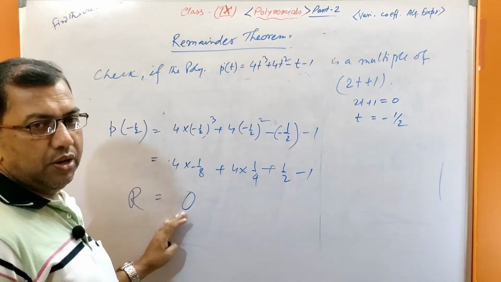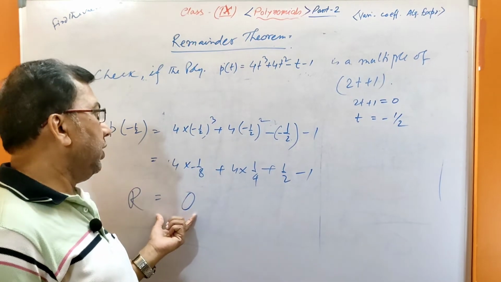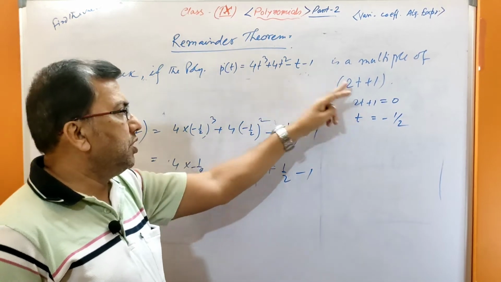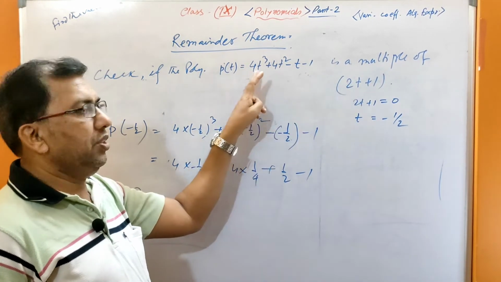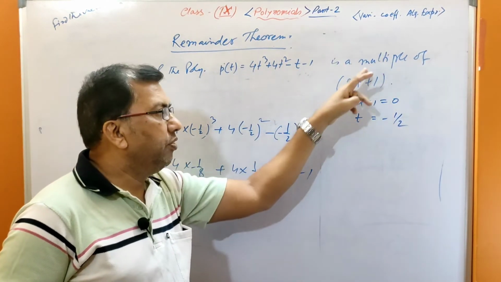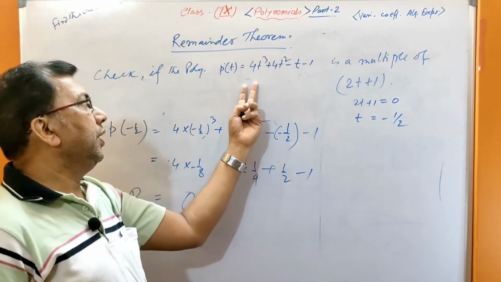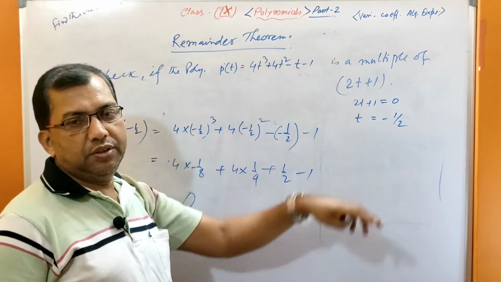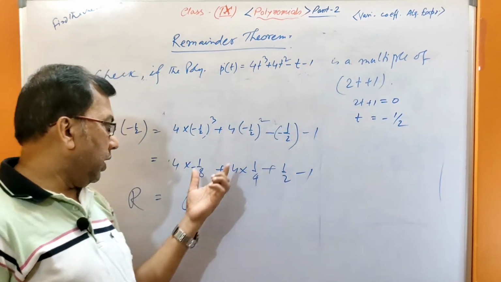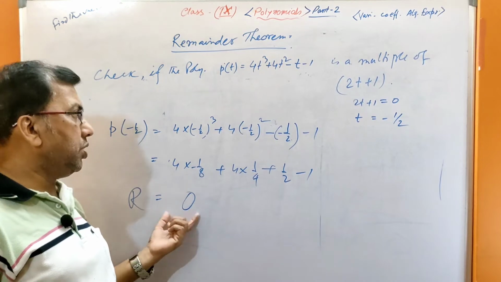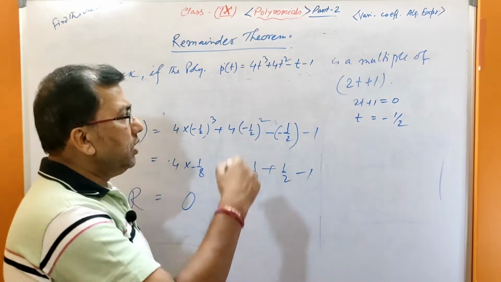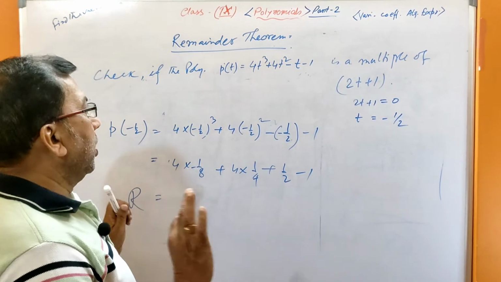I have told earlier, remainder 0 means it is a factor of this. If it is a factor of this, that means this polynomial is a multiple of this. Hence proved. So in this case you find the remainder, and it will be 0. Remainder 0 means this is a factor, and a factor means this is a multiple. Clear? So this type of question may come. Good. Remainder theorem.